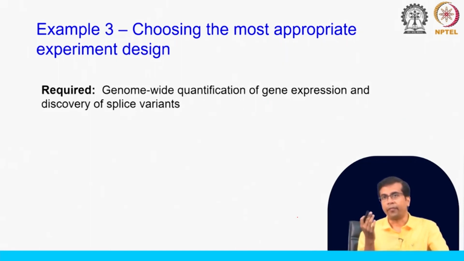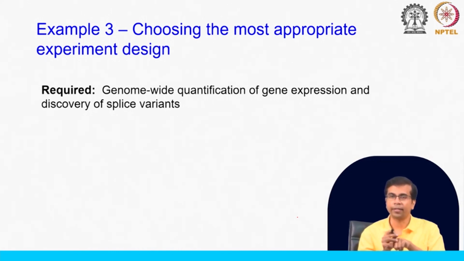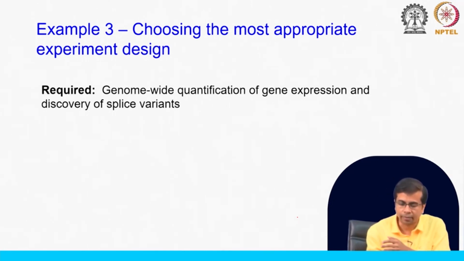So, the third and final example. Here we want to do genome wide quantification of gene expression and we want to discover splice variants. This is a very interesting example. Let us say we are working with a species which has around 5000 genes, and we want to measure the expression level of all these genes, and also look at splice variants. You understand what splice variants are, right.